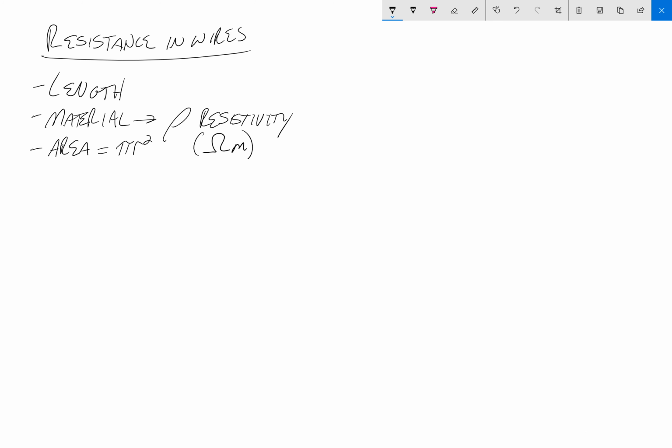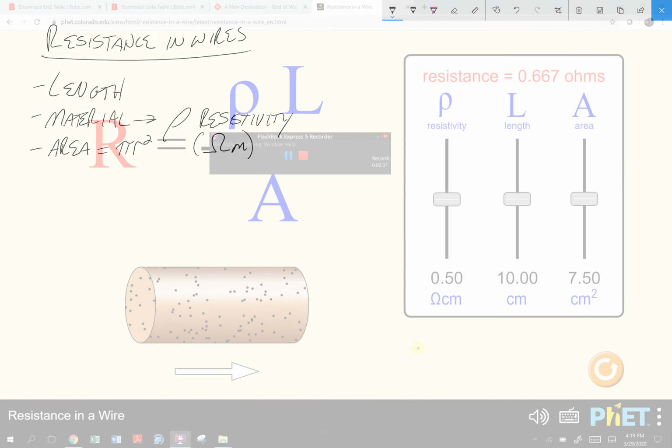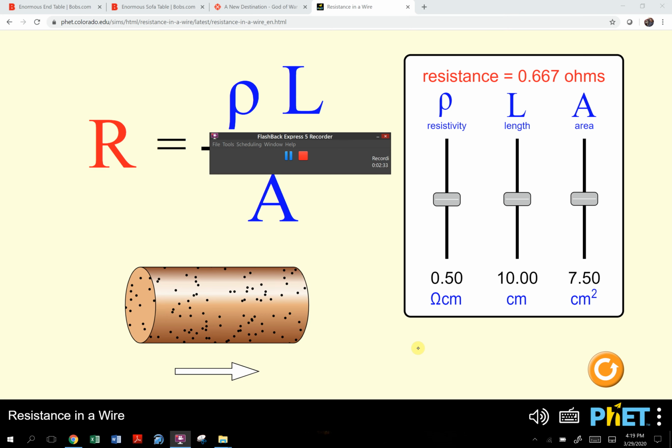I was wondering if you could pause the video really quick and think about length and area. Just a quick question to yourself. If the length increased, what do you think happens to the resistance? And if the area increases, so now think about having a wider hallway and you're trying to get to class, what would happen to the resistance? Maybe pause the video and think for a second. So now you're back, or you never left, I'm not sure.